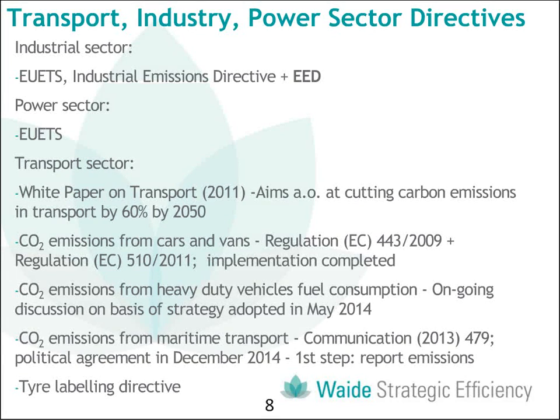CO2 emissions from vehicles. The most important one being the one for cars and vans, which has had quite a strong impact on the emissions from vehicles and hence indirectly on the fuel economy of vehicles. But there's also more work ongoing on developing measures for heavy-duty vehicles, and there's a communication and new activity for maritime transport. So there are other areas which are being affected in the transport sector. And then lastly, there is a labelling directive for tyres to improve the rolling resistance of tyres and hence improve the energy efficiency of vehicles.